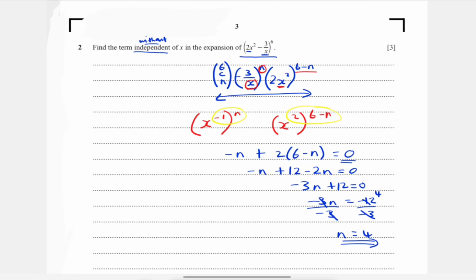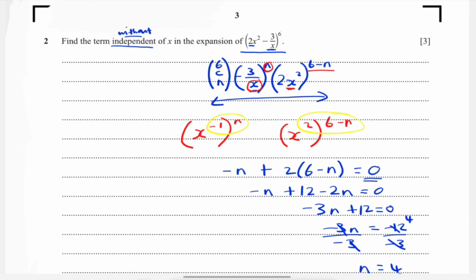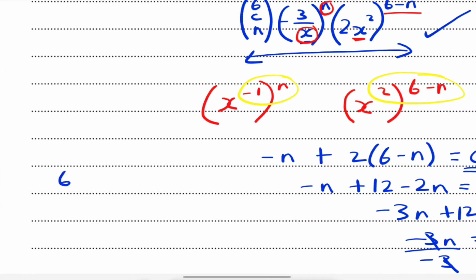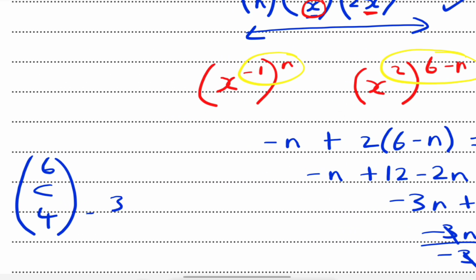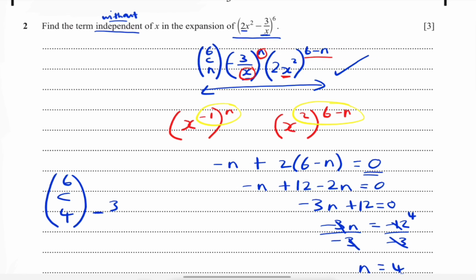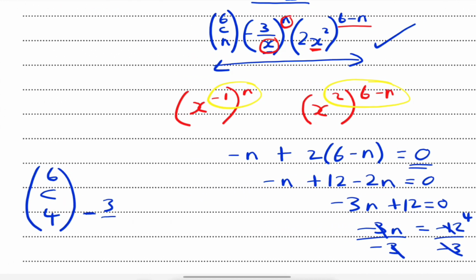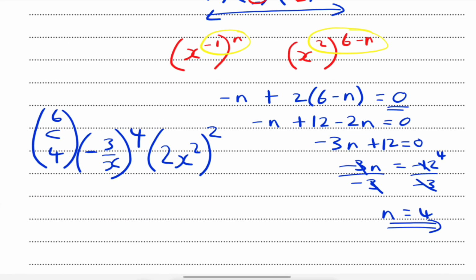Now we know what to choose from 6. To get the term, from 6 we are choosing 4, and starting with our fraction, minus 3 over x to the power 4 and 2x squared to the power 6 minus 4, which is 2. Punching that in our calculators, 6 choose 4 is 15, times minus 3 to the power 4.